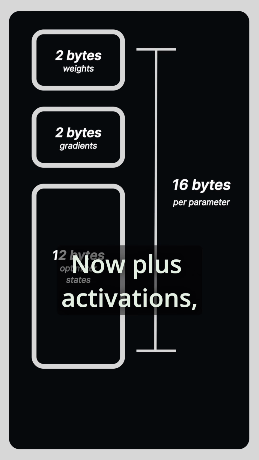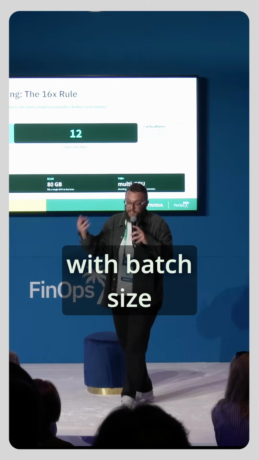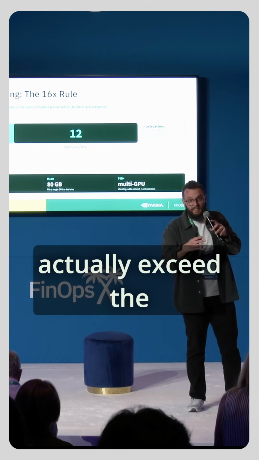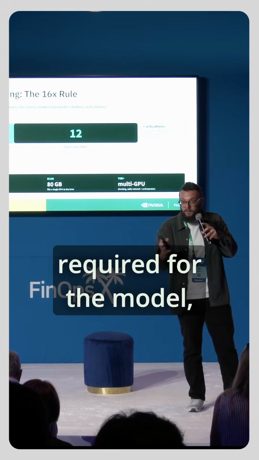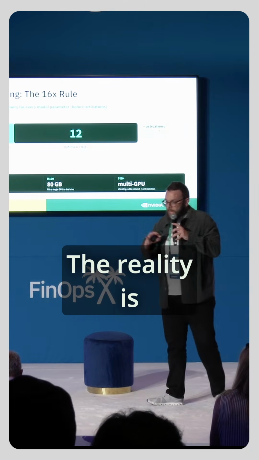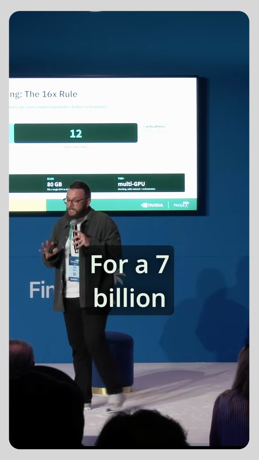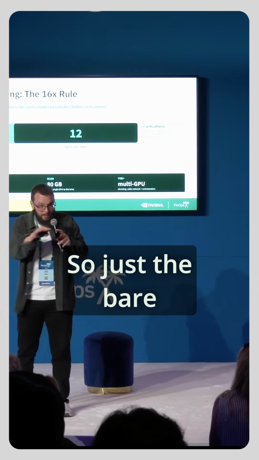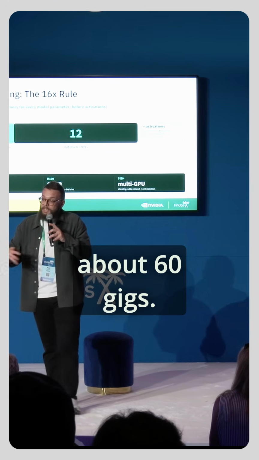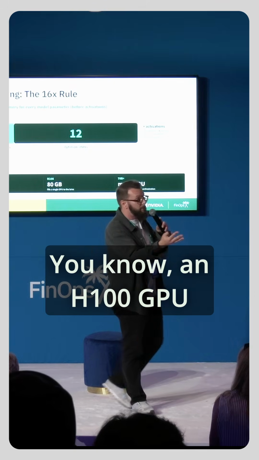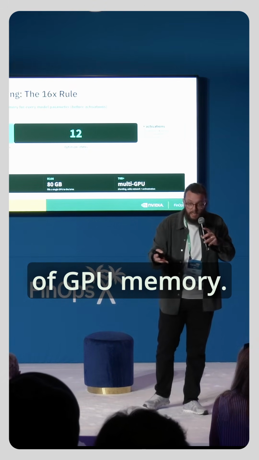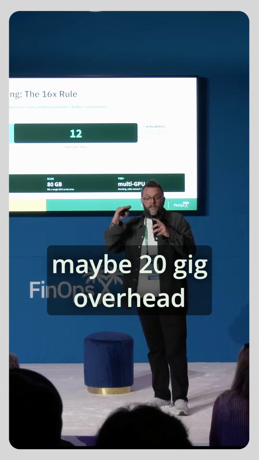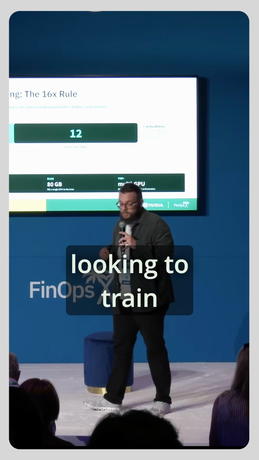Now, plus activations, which scale with batch size and sequence length, which can eventually actually exceed the trainable state required for the model, especially with long context workloads. The reality is stark, though. For a 7 billion parameter model, just to host the trainable state, right? So just the bare weights themselves, you're talking about 60 gigs. An H100 GPU has 80 gigs of GPU memory, so that only gives you maybe 20 gigs of overhead for the trillions of tokens you're looking to train on top of that.